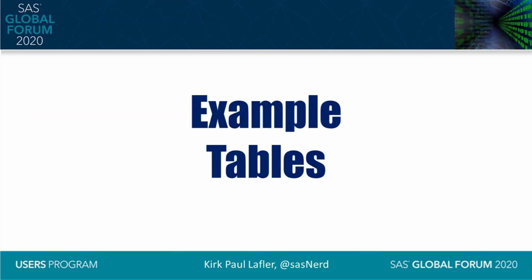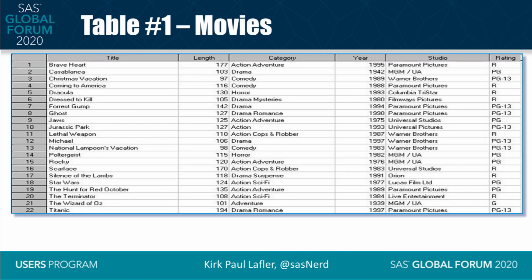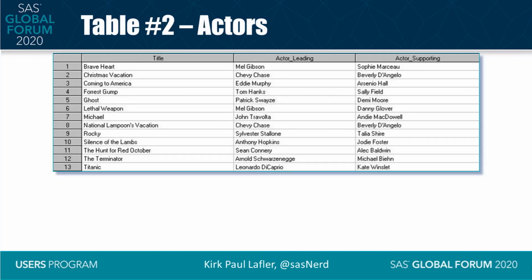As with any tutorial, examples are very important to share ideas, to share techniques. In this tutorial, we're going to look at the movies table. The movies table consists of 22 rows or observations and 6 columns or variables. The second table we'll look at is the actors table with 13 rows or observations and 3 columns or variables.